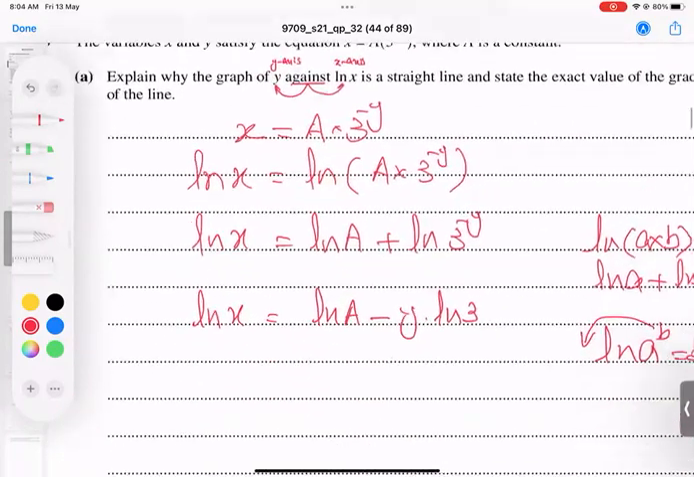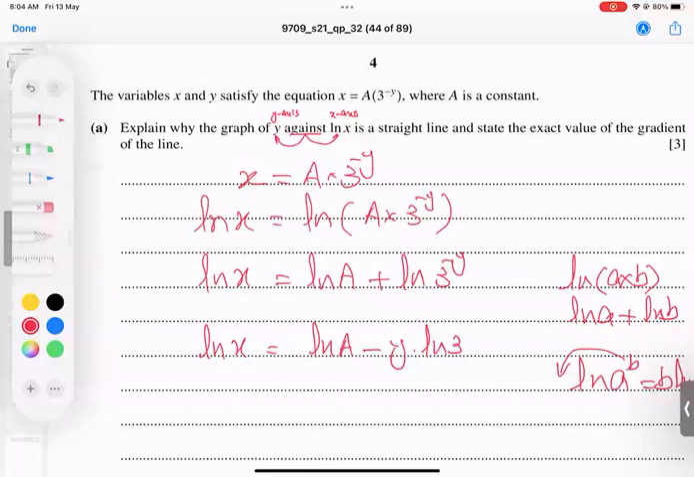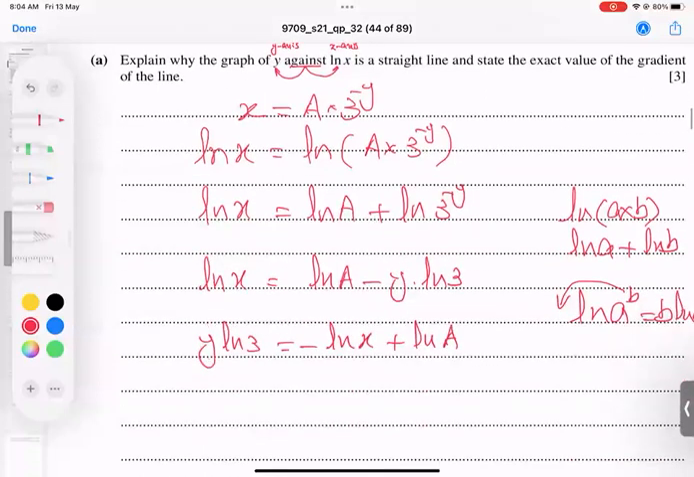So make sure. In this sense, I need y ln 3 to come on the left hand side, and negative ln x and plus ln a. I'm writing in order. Okay, now because I don't need ln 3, I need y alone, so divide the whole equation by that. So ln 3 will go down; ln 3 divides all three terms. So I get y equals negative 1 over ln 3 times 2 ln x plus ln a by ln 3.